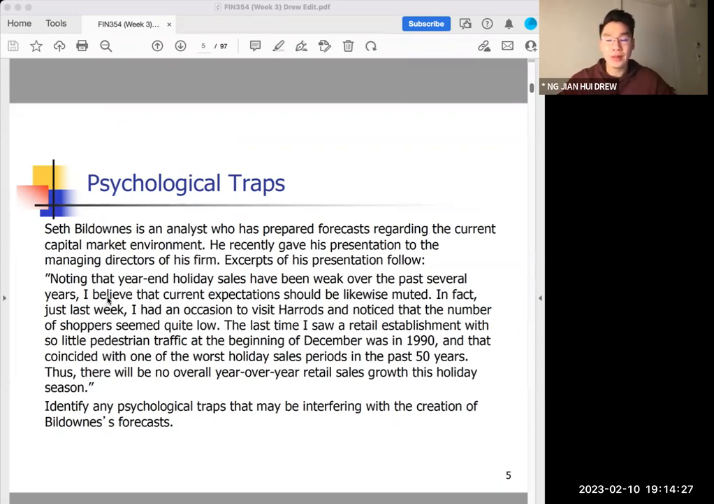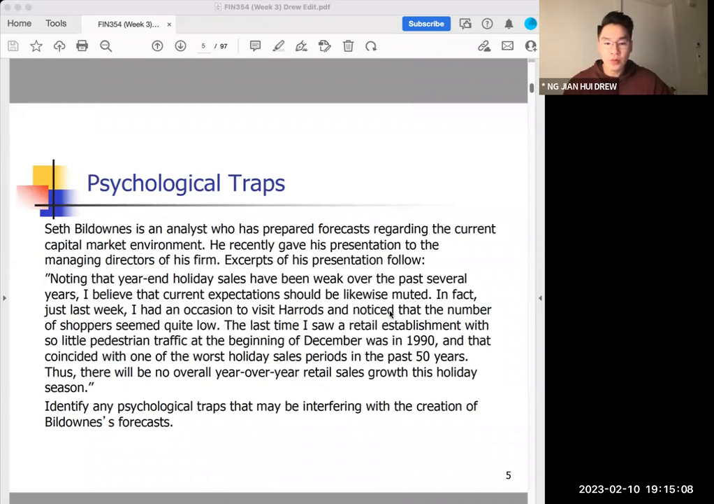As you read this, you can immediately see a bit of this bias called anchoring. I think we chatted a little about anchoring, where you anchor your expectation on past information. But the problem is you do not know whether past information could accurately predict the current situation or even the future. So there's a bit of bias here already, and that's something we need to be careful about. In fact, last week I visited Harrods and noticed that the number of shoppers seemed quite low.